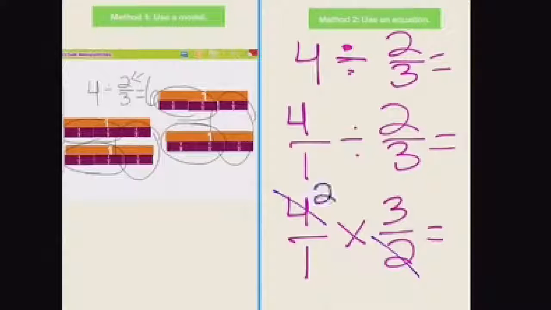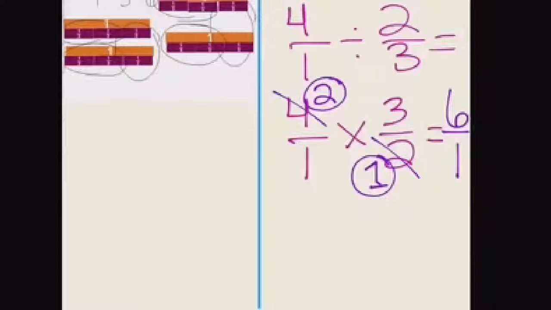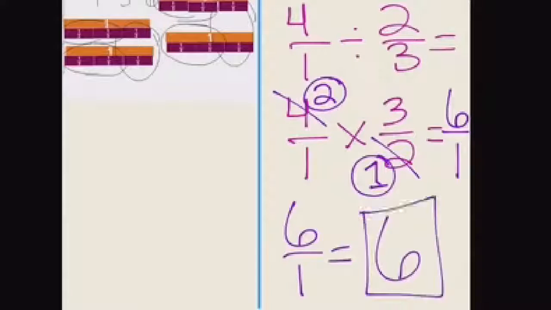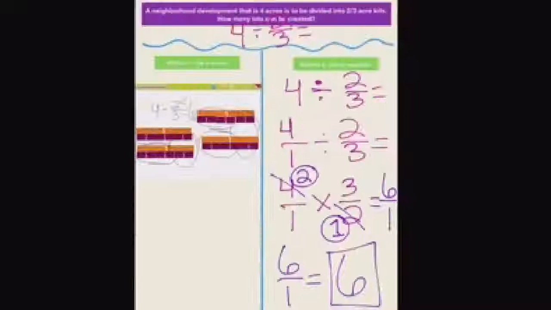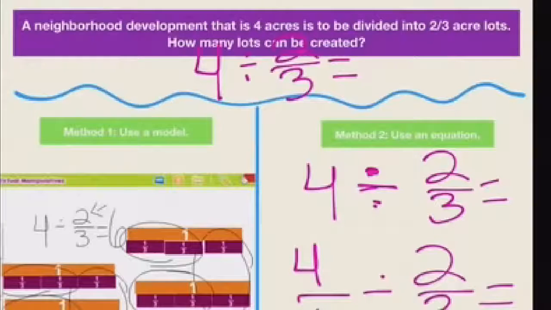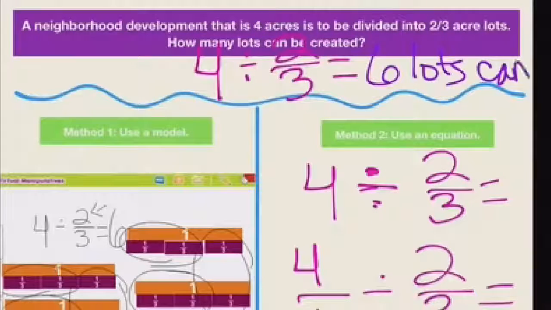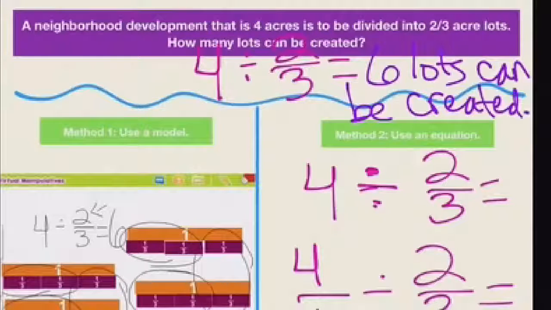4 divided by 2 is 2. 2 divided by 2 is 1. 2 times 3 is 6. 1 times 1 is 1. So we get a quotient of 6 over 1. Again, we're going to simplify that to 6 because 6 divided by 1 equals 6. Again, you can see we get the same quotient no matter what method we choose. So we can say that a total of 6 lots can be created.